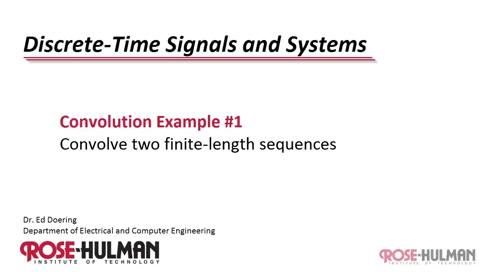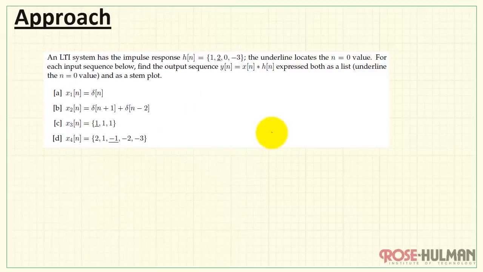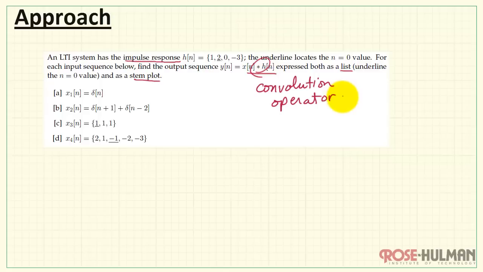This is convolution example number 1. Convolve two finite length sequences. We have a linear time invariant system with impulse response h. We have a number of input sequences below for which we want to find the output sequence y, expressed both as a list and as a stem plot. We recognize the convolution operator denoted by the asterisk.